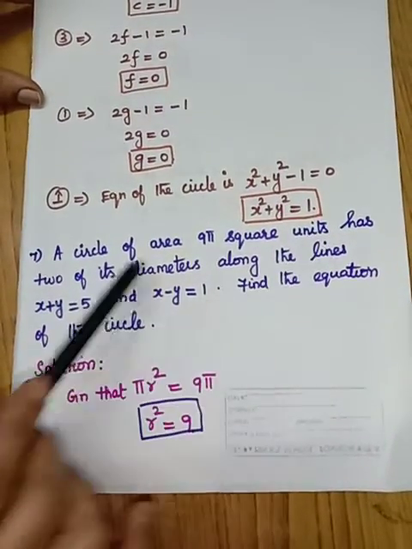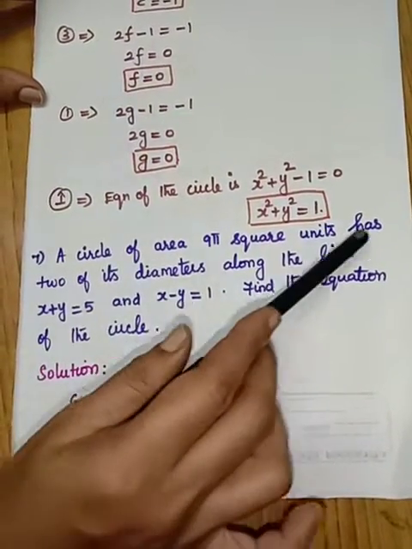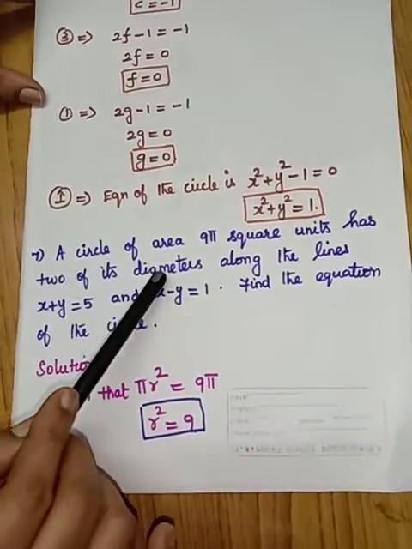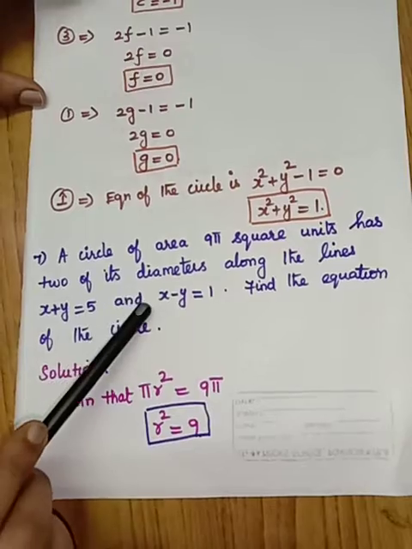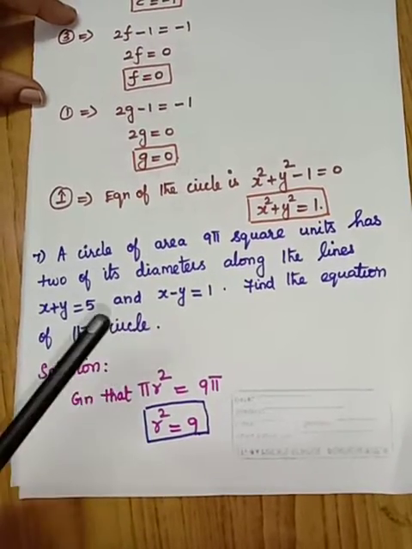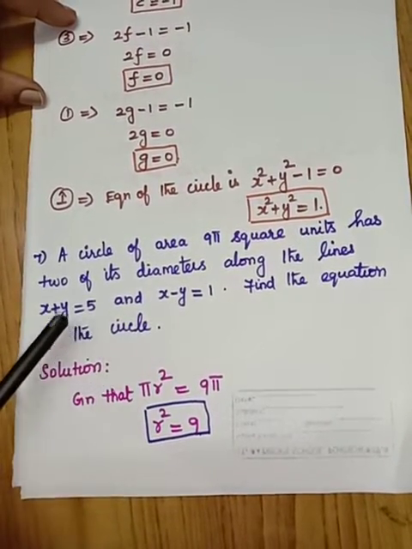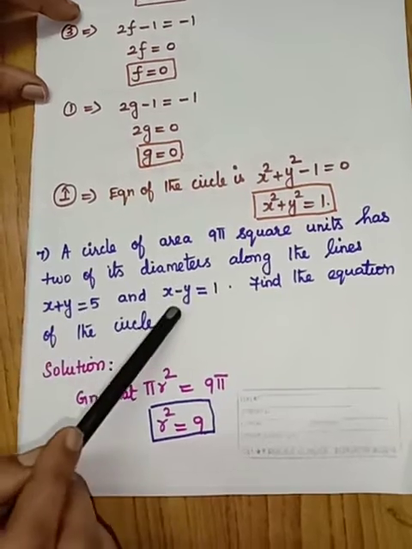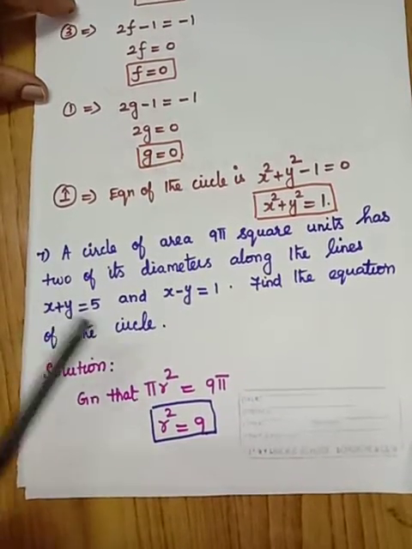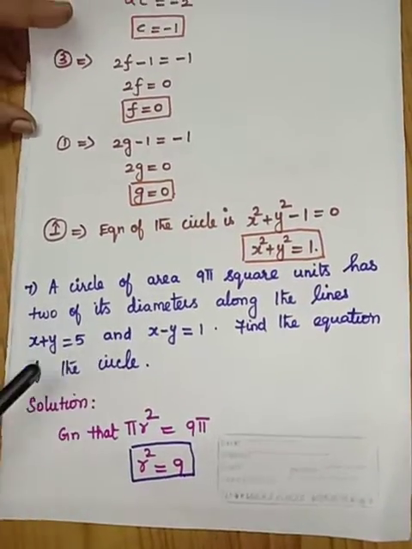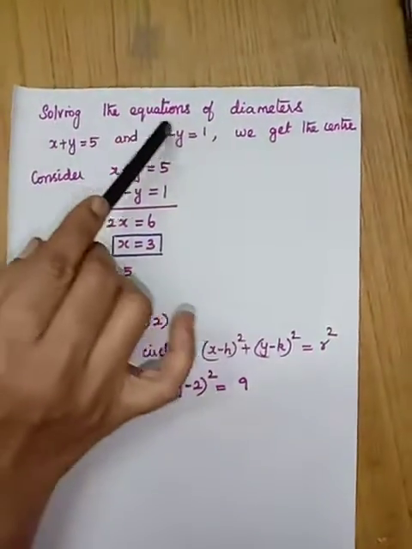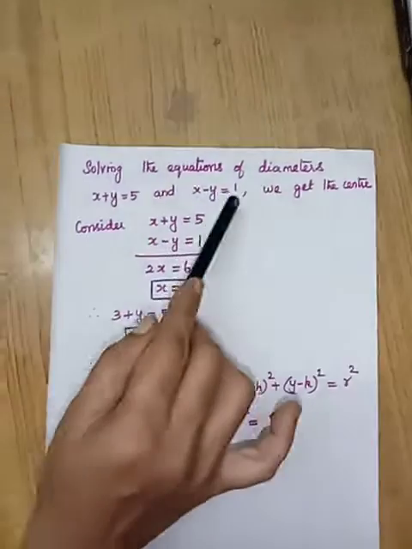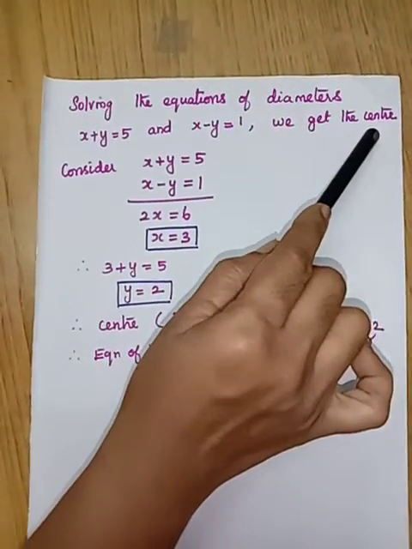And what is given in the problem? You see that the circle has 2 of its diameters along the 2 lines. So the 2 diameters pass through the center. When I solve these 2 equations, I'll get the center because the diameters pass through the center. So solving the equations of the diameters, we get the center of the circle.